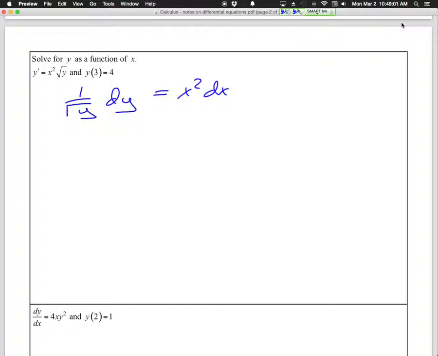Now we need to integrate both sides. So let's do the right side first. What do I get on the right side? x cubed, x to the third divided by 3. Putting the plus c over there. What about the left side?